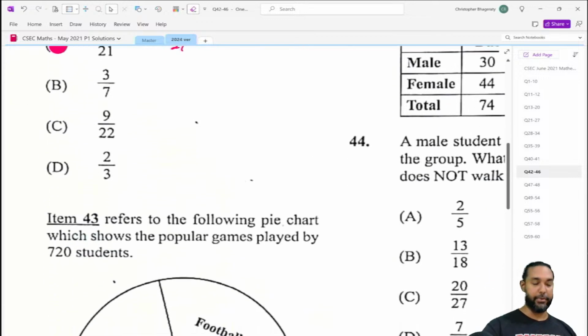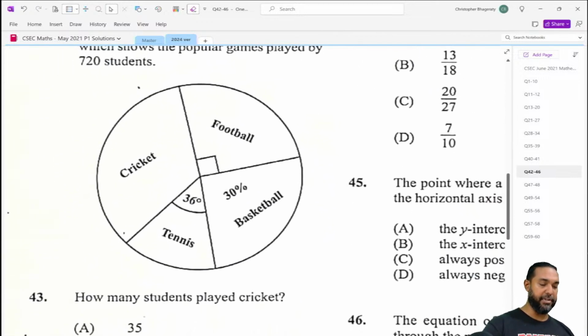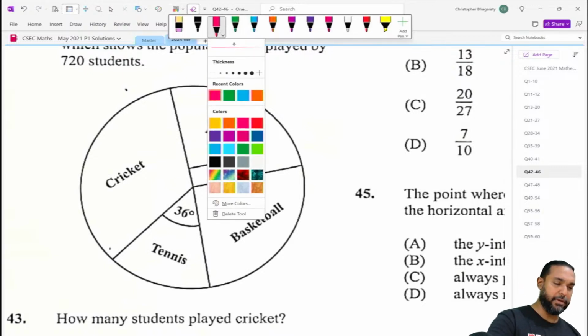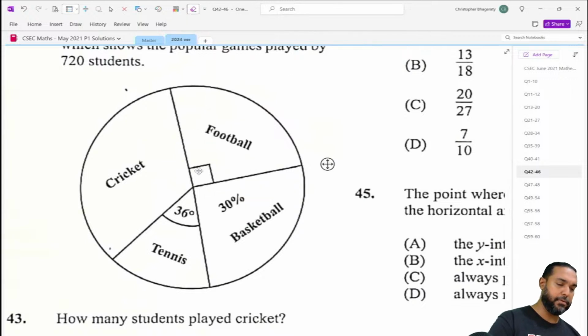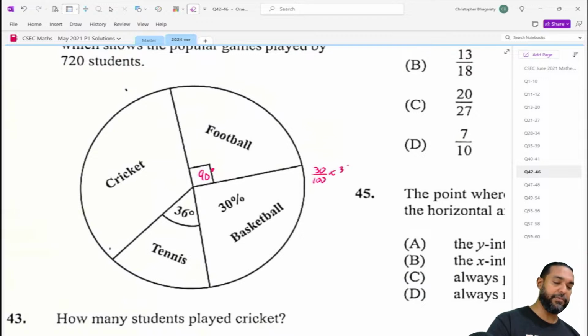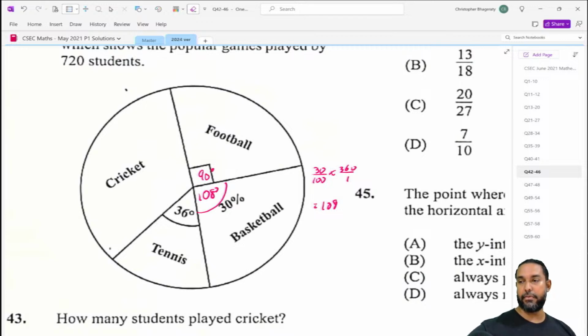Yeah, 8 out of 21. Right, pie chart. Now what are you asking for? How many students play cricket? Okay, so we have 90 degrees here. That's 36. And then you have 30%. Now 30% of 360 is how much? 108 degrees. So for cricket now, you have to add up all those different angles and subtract it from how much? From 360, very good.